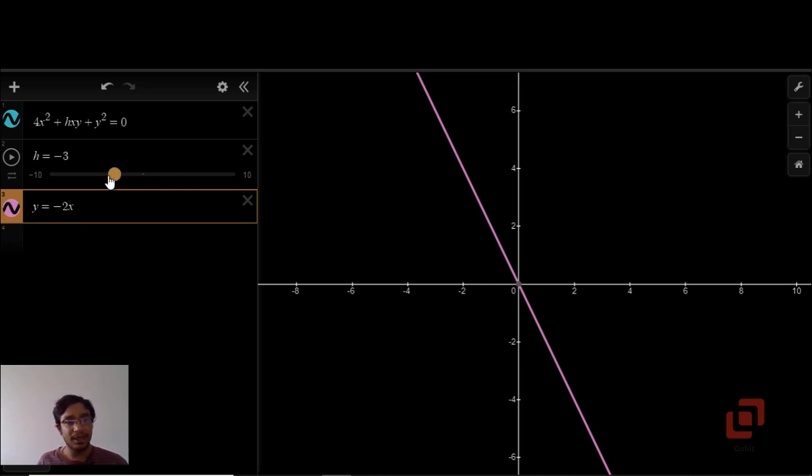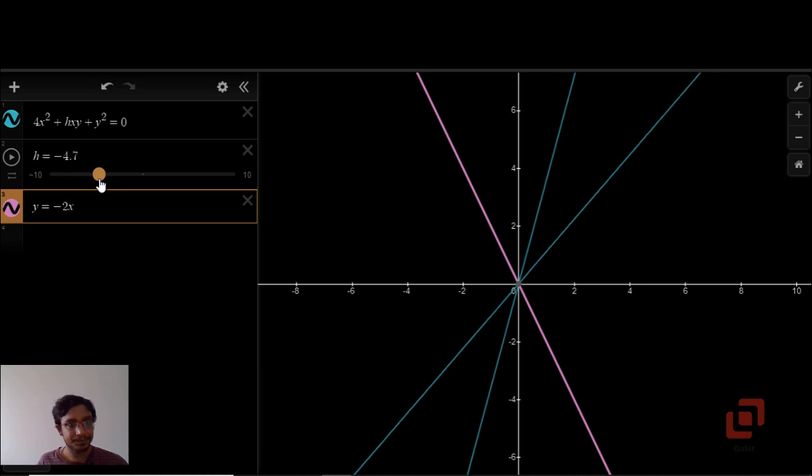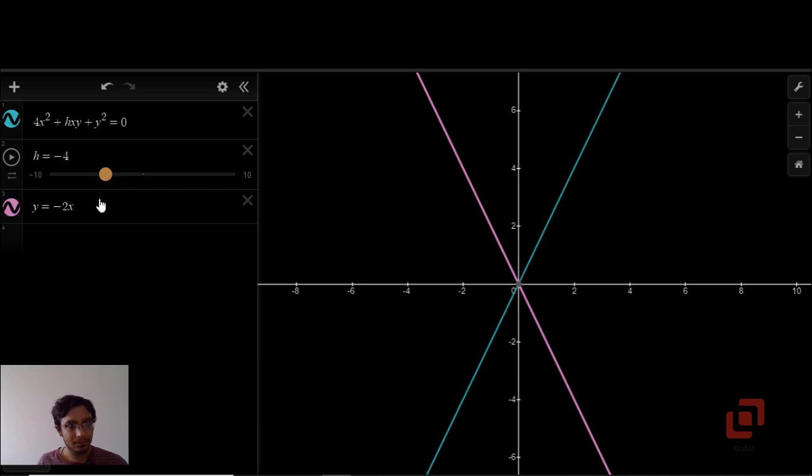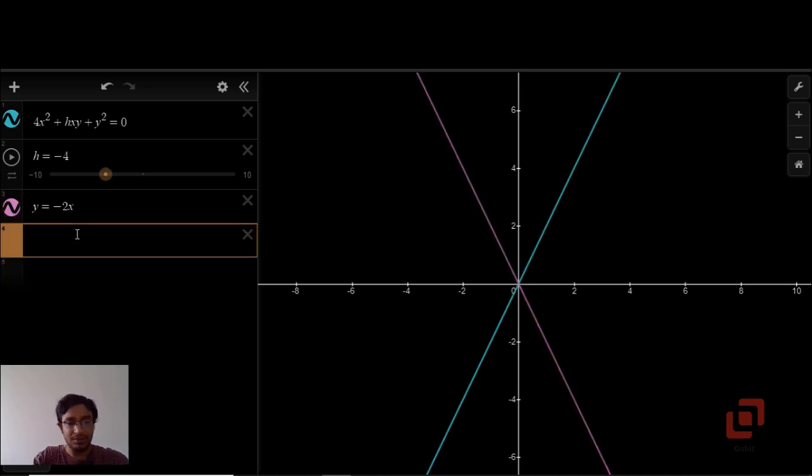Now when h is minus 4, then it is not y equal to minus 2x but the line y equal to 2x. Okay, and now you can see that the green line has overlapped with our blue lines. See, that means whenever h lies between minus 4 and 4, the equation is going to represent imaginary lines.